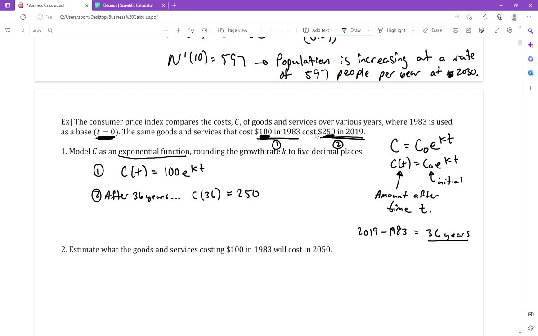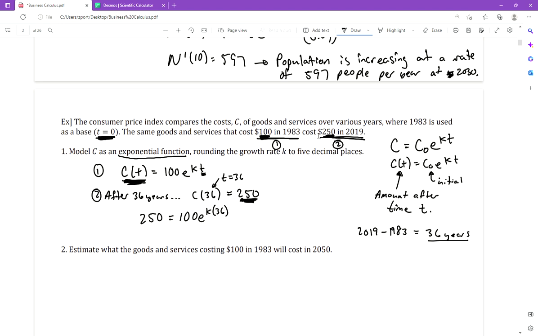So what we'll do is change this left side, this part right here. We're just going to say it's 250 while our time is 36. On the left, we're going to have 250, and then equals still the 100 e to the k, but our t is now 36. So we subbed some things in. They're saying t is 36, so I've subbed it into that equation, and I subbed the C of 36 in for 250. Now we're going to solve for k.